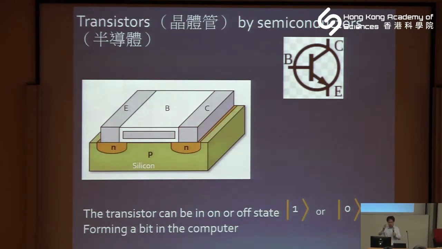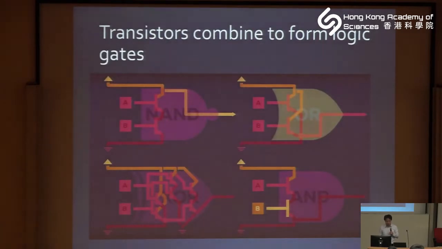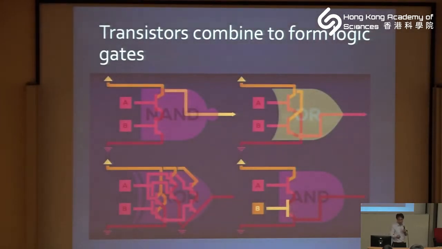So a transistor is like a switch. It can form a bit, the zero-one state. In one state you allow current to pass from left to right, and in the zero state you don't allow it, for example. And with transistors, you can combine them to form logic gates. From the logic gates, you can form circuits.